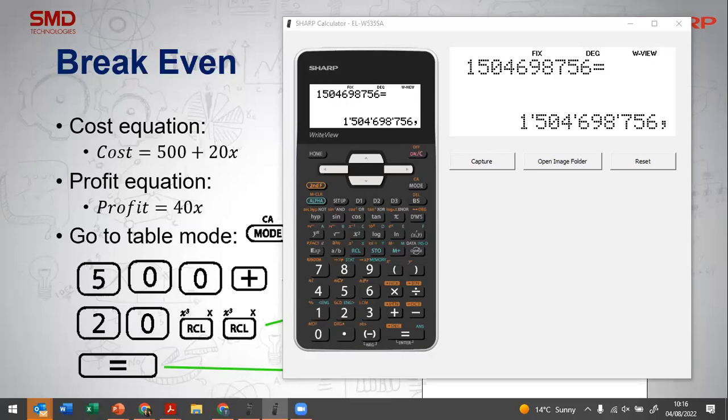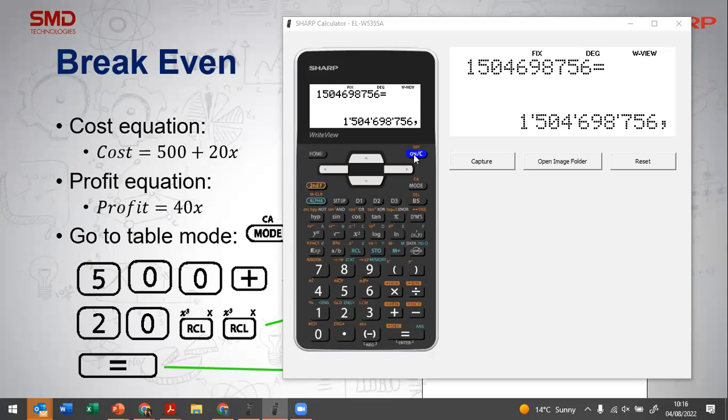Let's say we're sewing bean bags. So we rent the sewing machine for 500 Rand a month, and then it costs us 20 Rand per bean bag. That's our cost equation: the material, the stuff we put in, etc. Then our profit equation is we sell each bean bag for 40 Rand, so we're making 40 Rand per bean bag.